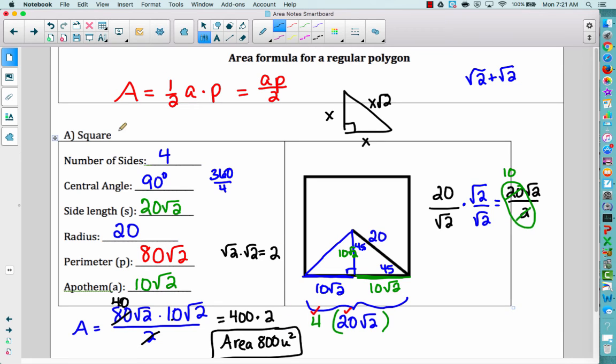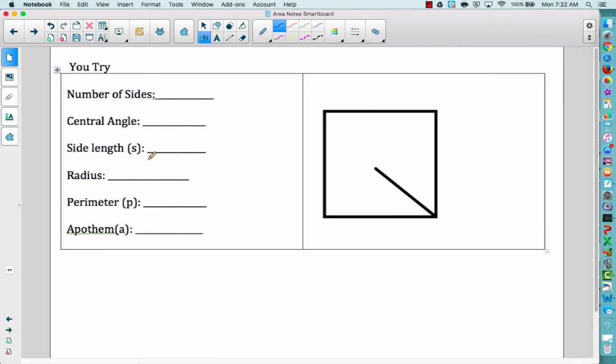Okay? All right. Here we go. We're looking at an equilateral triangle, and I'm going to give you that the apothem in this triangle. Oops, I'm sorry. I'm going to have you try. So I'm on a square. So I'm going to give you that the apothem of the square is 8. Okay? I'd like you to find all of the missing pieces and then calculate the area. So press pause and come back.